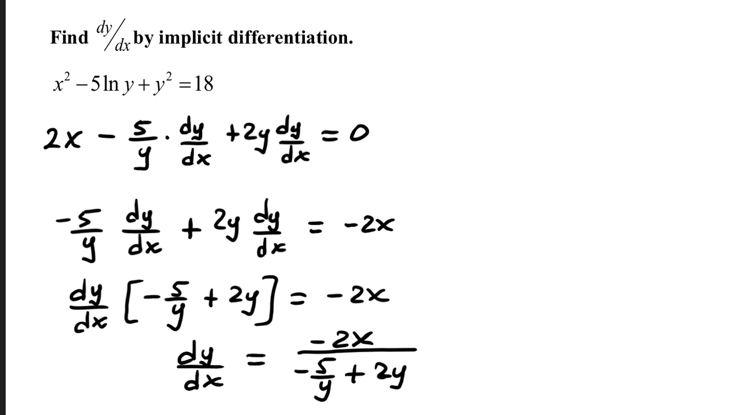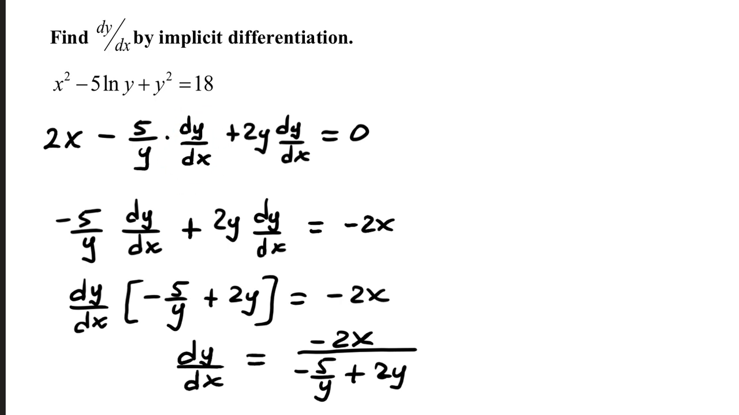We have the equation x squared minus 5 natural log of y plus y squared equals 18. We're going to look for the derivative of y with respect to x. Our first term, x squared, has a derivative of 2x. Minus 5 natural log y. Remember that natural log, it's the reciprocal times its derivative. So we have negative 5, the reciprocal of y is over y, times the derivative of y, which is 1 dy dx.